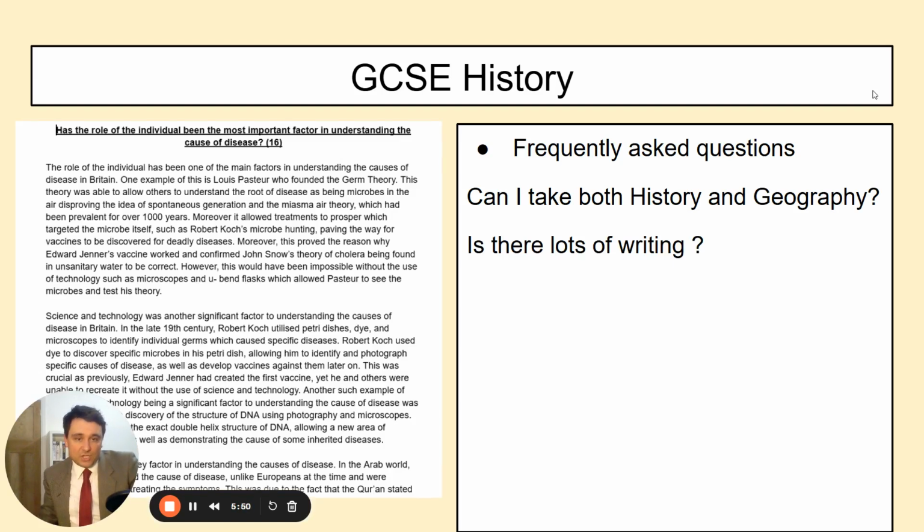Is there lots of writing? There is for some questions. Some of the longer questions towards the end need a bit more writing in there. But generally, we support you with that. We give you scaffolding, and your target grades will match the amount of writing you're expected to do.